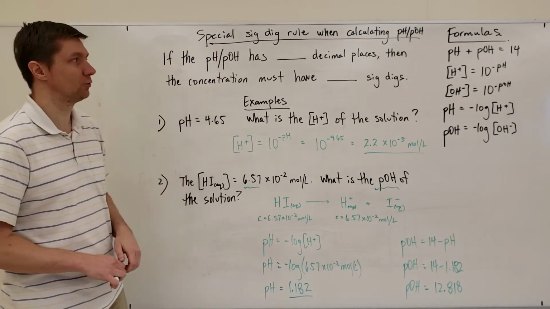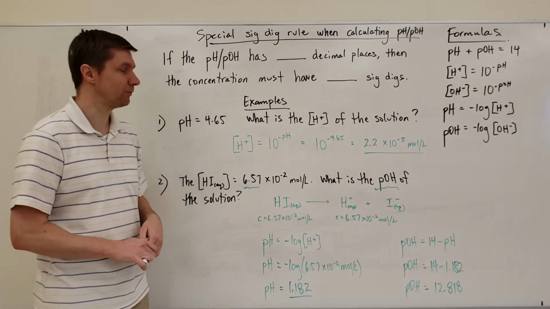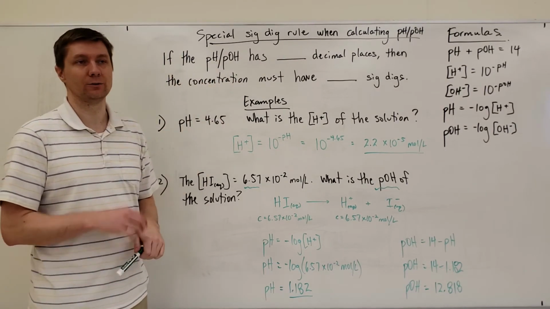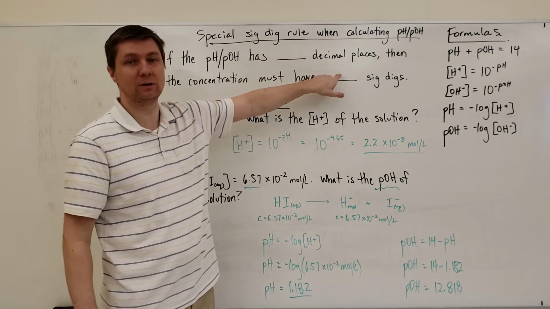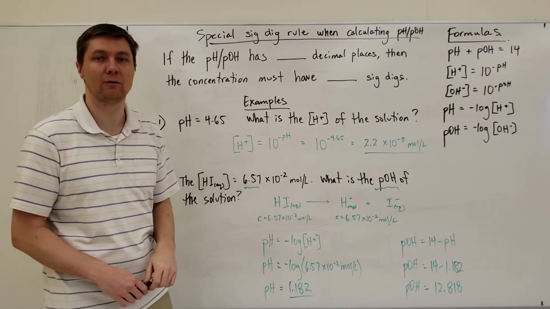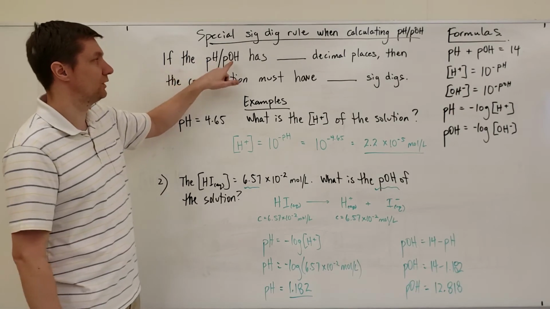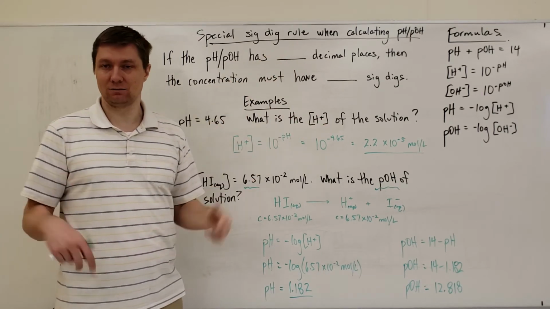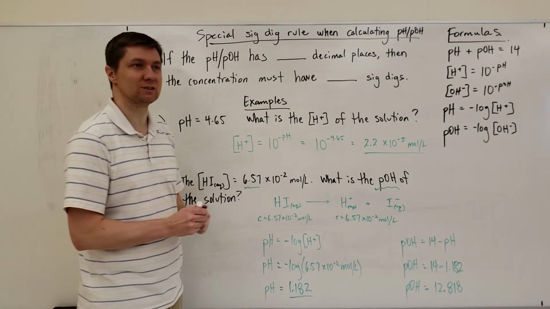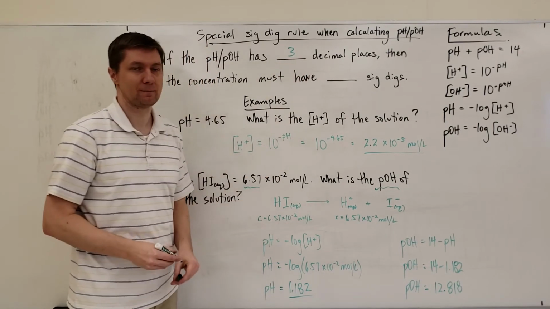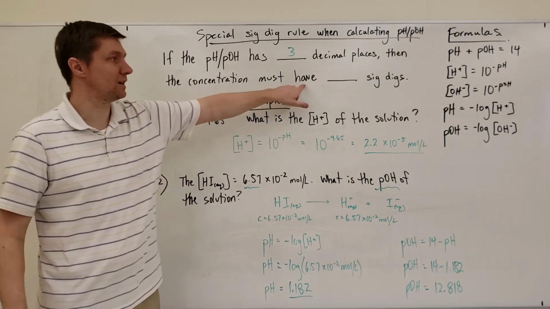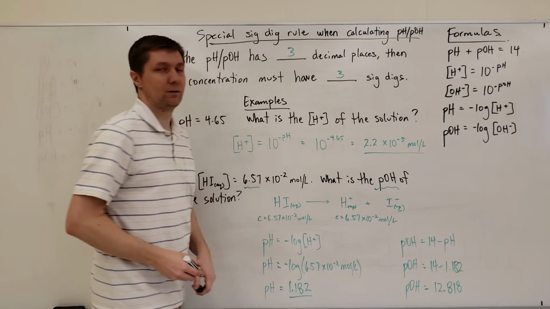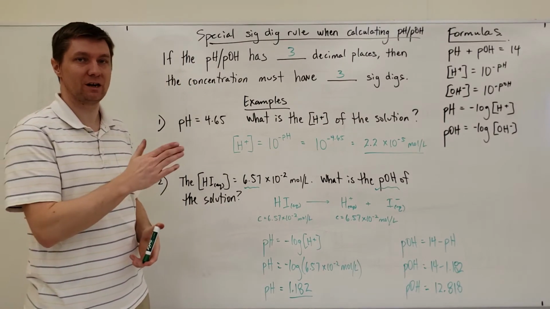So here's the special SIGDIGG rule that you need to know when calculating pH and pOH, especially in Chem 20, and it's this. I've got this statement here, and I would write this statement down in your notes. Whatever number goes in this blank must go in this blank, and that's how you can figure out how you need to do the rounding of your numbers. So if you have a pH or a pOH that's given to you in the question that has X decimal places, let's say for this example it has 3 decimal places, then the concentration must have 3, but not decimal places, it must have 3 SIGDIGGs.